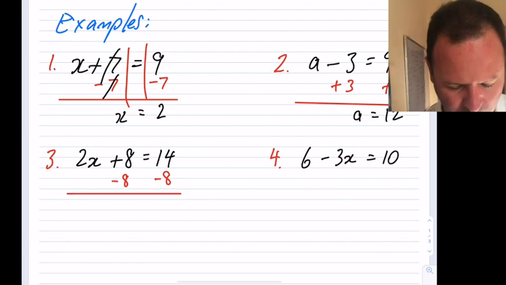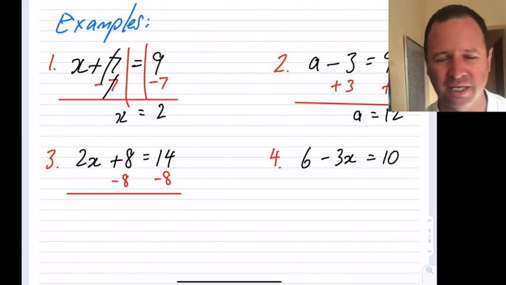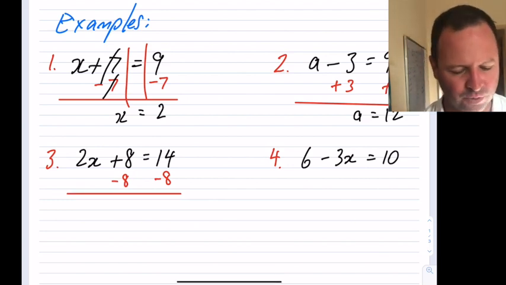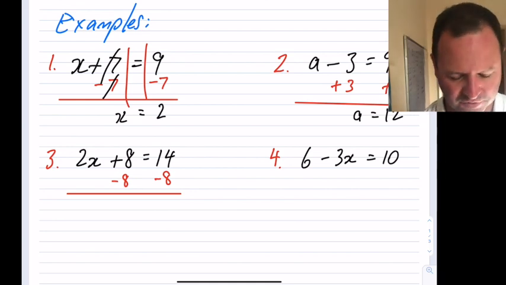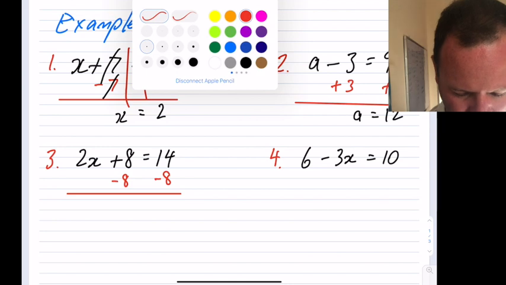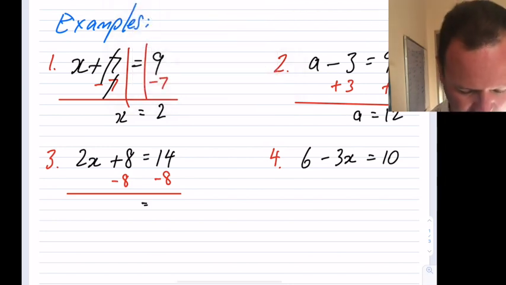I want to draw my line. Very important, just to visually at the start. You don't have to do this forever, but if you're nailing these absolutely every time, then you can sort of skip a few steps. But until you're awesome at them, just do these steps, okay? I've got 14, I take 8 away, I've got 6. What have I got left on the left-hand side?